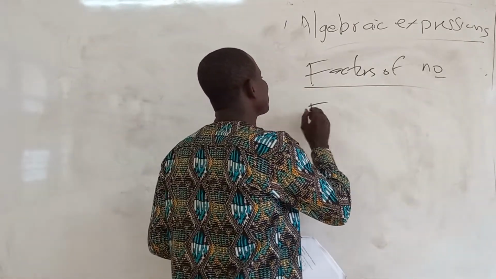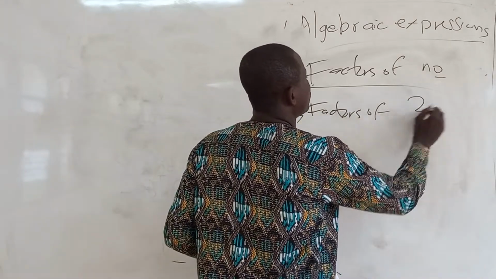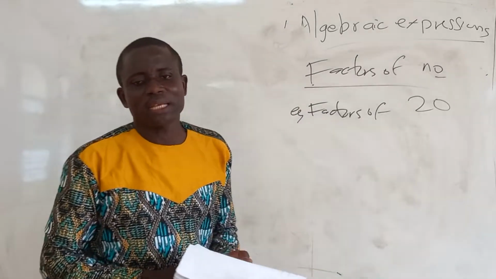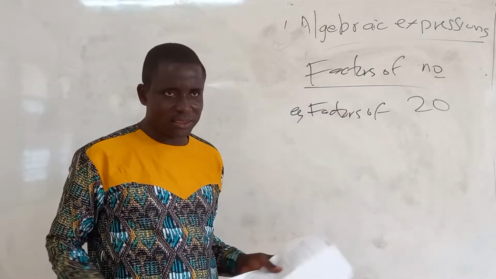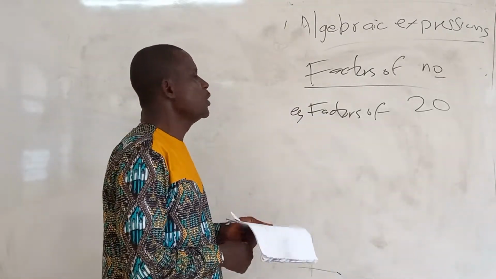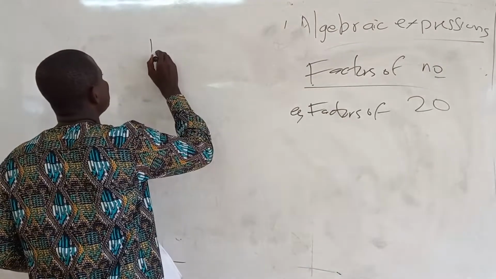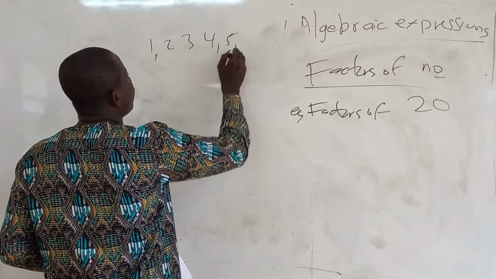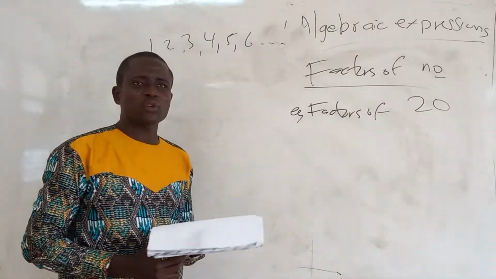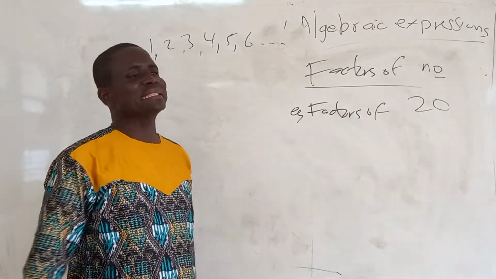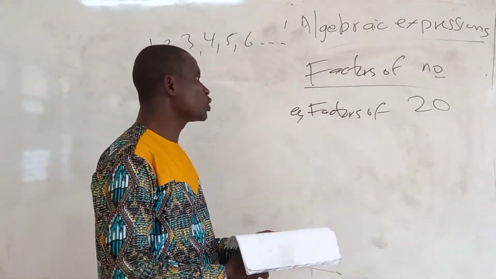Now, if I want to find factors of, let's say, 20, what are they? And how do you get them? You want to find a pair of factors of 20. How do you get them? You know we have integers or counting numbers, which is what? 1, 2, 3, 4, 5, 6, and so on and so forth. Okay. So if I want to get a pair of factors of 20, a factor is a number that can go into that number without a remainder. That's all.